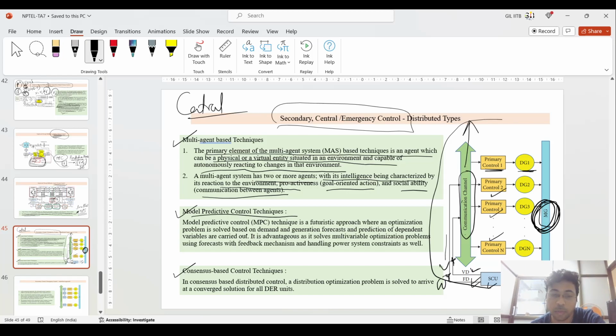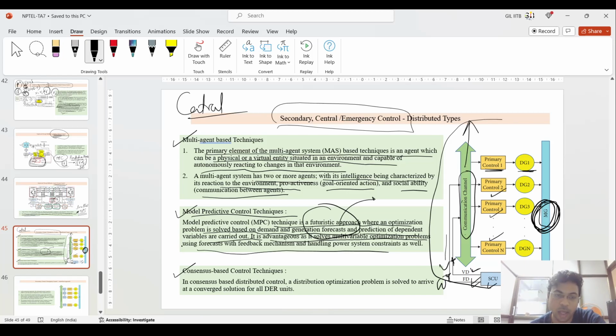Okay, the second type is the model predictive control based technique, where, as I told you, it predicts the future over a certain predicted horizon. So this MPC technique is a futuristic approach where an optimization problem is solved based upon the prediction of the demand and generation forecast. Forecasts are very important. It is forecasting the future, and the dependent variables are carried out using the forecast method.